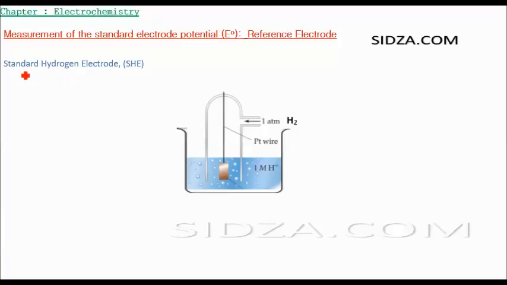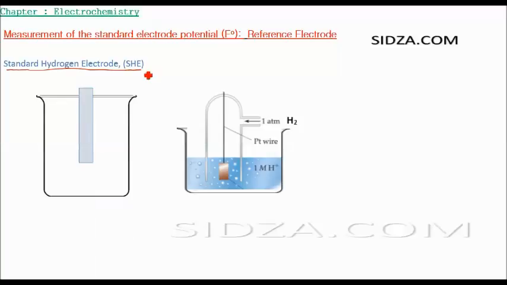The reference electrode normally is the standard hydrogen electrode. So the hydrogen electrode is taken as a reference electrode to measure the electrode potential of any other electrode. Suppose you want to measure the electrode potential of this electrode. Suppose we have a particular metal in a solution containing the metal ions. Now you want to measure this electrode potential. What I do is connect this electrode with the reference, and the reference is the hydrogen electrode.